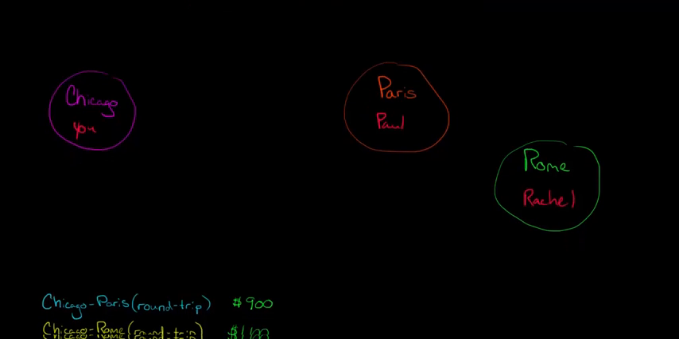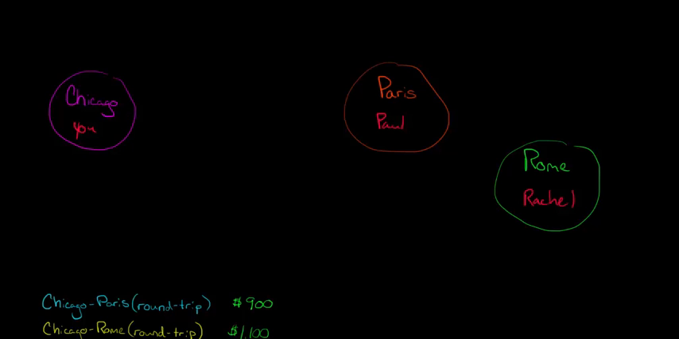So you're saying, okay, well, how much does it cost for me to fly from Chicago to Paris round trip? Well, that's $900, right, to go to Paris. And then to go from Chicago to Rome round trip would be $1,100, right? And your friends, they've done well financially and they're willing to reimburse you the cost. So you say, hey, that's great.